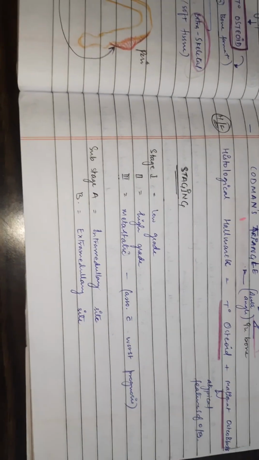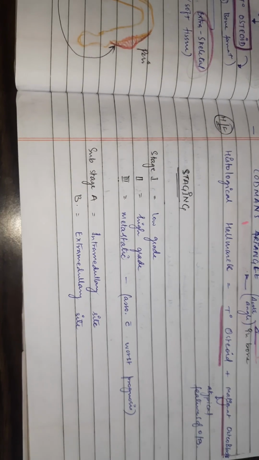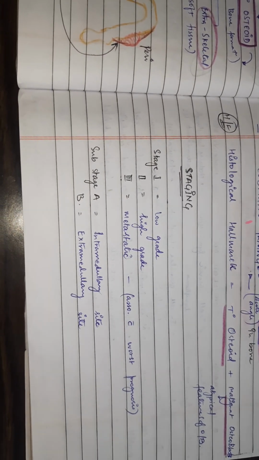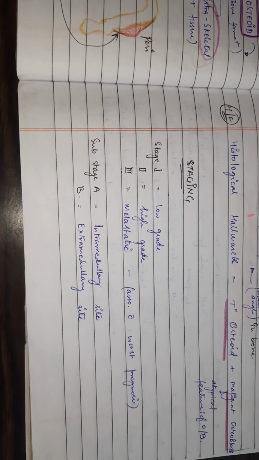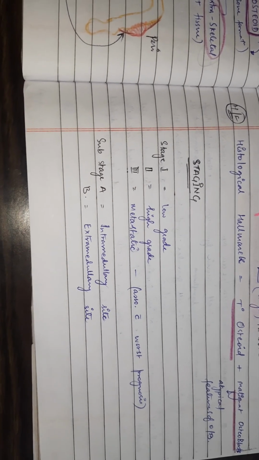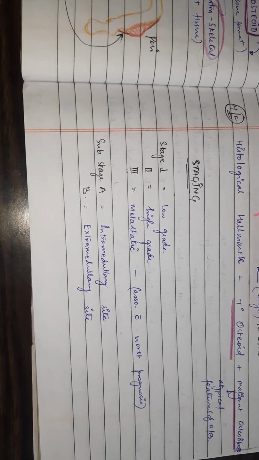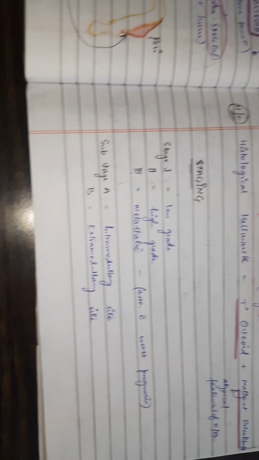Staging of osteosarcoma is divided into two types: stage 1 to 3 and stage A and B. Stage 1 is low grade, 2 is high grade, and 3 is metastatic, which has the worst prognosis. And then A is intramedullary, and B is extramedullary.